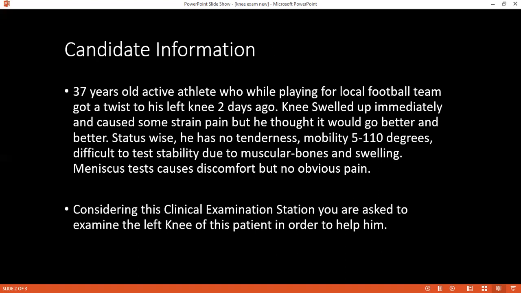Right, so if you have read and understood the clinical examination instructions, kindly begin.